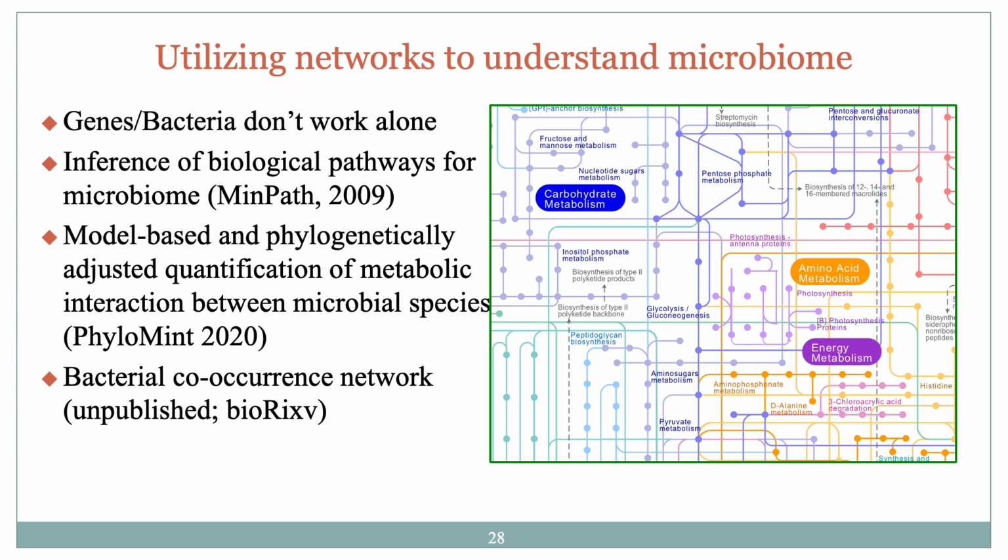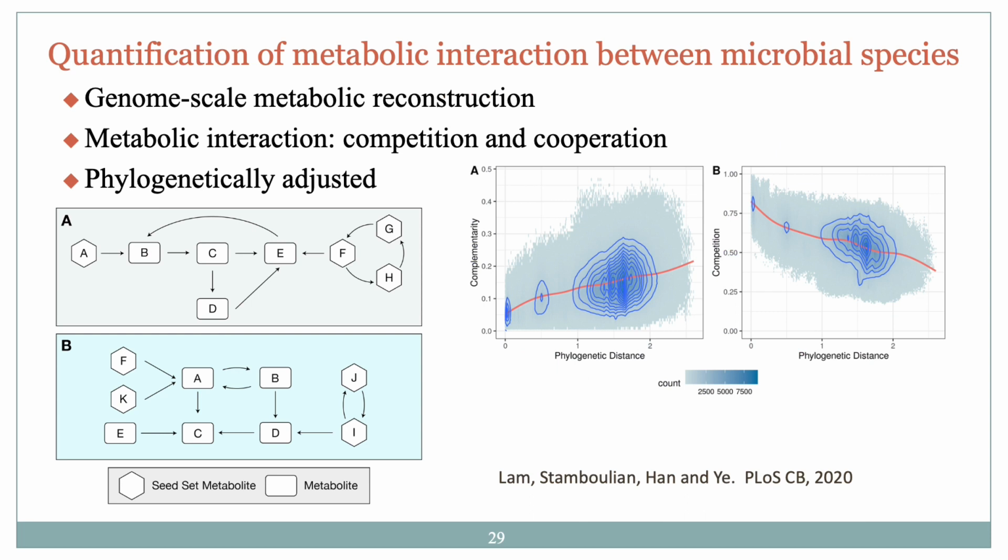One of our early works is MinPath, a method we developed for conservative but hopefully more reliable inference of biological pathways from a metagenome. More recently, we developed a method called PhyloMint to quantify the potential metabolic interactions between bacterial species. When we say metabolic interactions, they can be competition or cooperation.